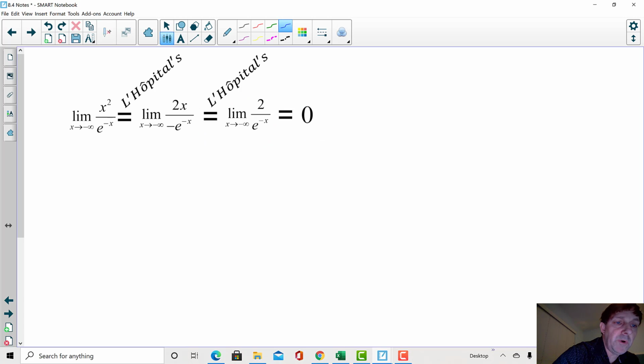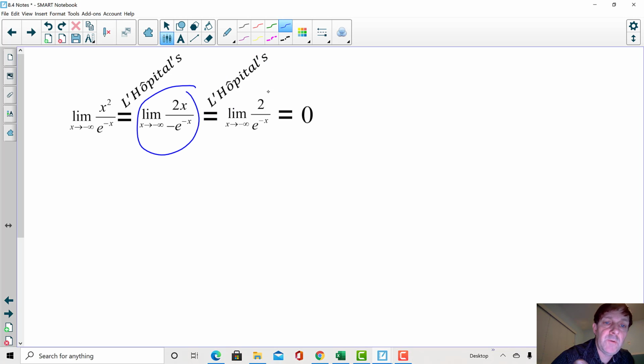Okay, here's another example where you plug in the negative infinity, and you're going to get infinity over infinity. So we can use L'Hopital's rule. The derivative of the top is 2x. The derivative of the bottom is negative e to the negative x. You can try it again, plug in the negative infinity. You're going to get negative infinity on the top, and you're going to get negative infinity on the bottom. So we can use L'Hopital's rule one more time.